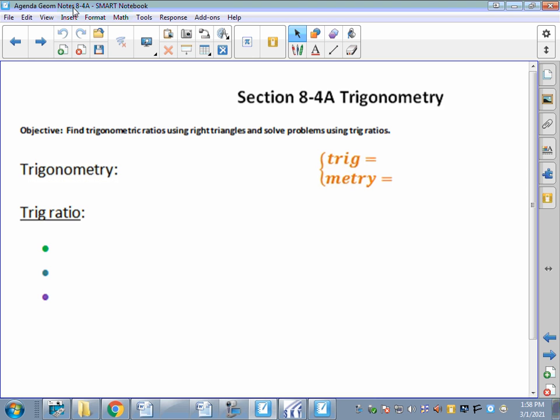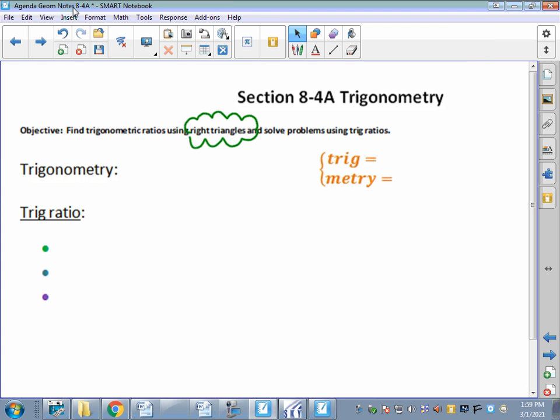We're into chapter 8, which are our right triangles. We've been doing a lot with. So now that we've gotten our geometric mean and our Pythag and our Pythagorean triples, now we get into trigonometry. This is such a fun subject. So notice our objective. It says find trigonometric ratios using right triangles and solve problems using trig ratios.